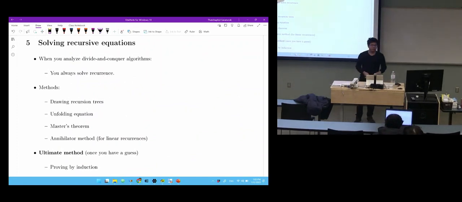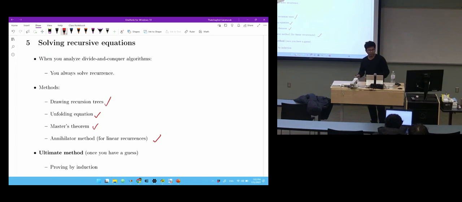Basically the point is whenever you analyze divide and conquer algorithms, you always need to solve a recurrence. There are a bunch of ways that I have shown in the class, like drawing a recursion tree and summing everything up through each level, and how to unfold the equation by hand. I didn't talk about the master theorem, but that's easy, you can look it up. And there is also a mechanical way, the annihilation method.